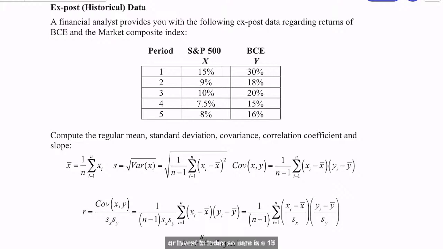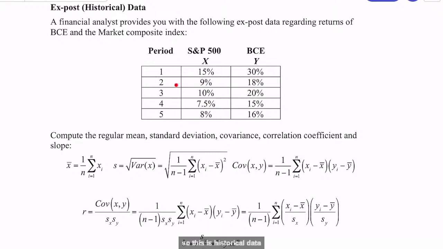Most people just use a fund manager or invest in an index. So here is a 15% return. When there's a 15% return on investors in the stock market, represented by the S&P, the top selling companies, then BCE stock does give its investors 30% return. And we'll talk, like I said, about what return means soon. When the market return is 9%, BCE returns are 8%, and so on.